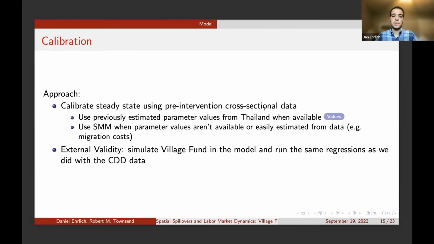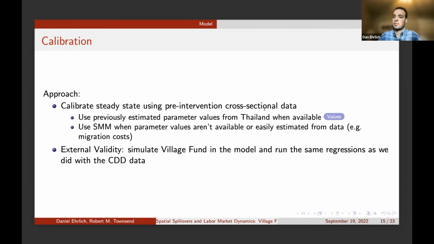Our calibration approach is going to be to calibrate our model using pre-intervention cross-sectional data. For as many variables as we possibly can, we're going to draw on previous research of rural economies in Thailand to get parameter values. For example, for our production functions, our discount rate and things like that, we're going to be drawing from previous work on rural Thailand. The only real variable that we can't calibrate from previous research of Thailand is the migration cost matrix.